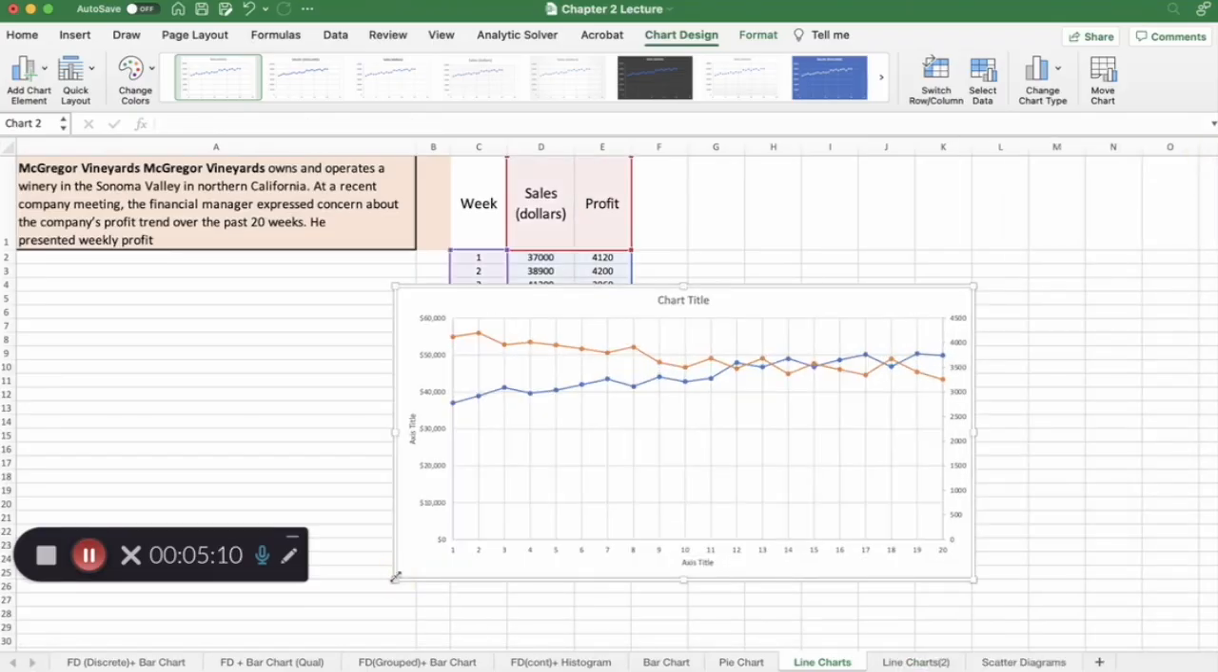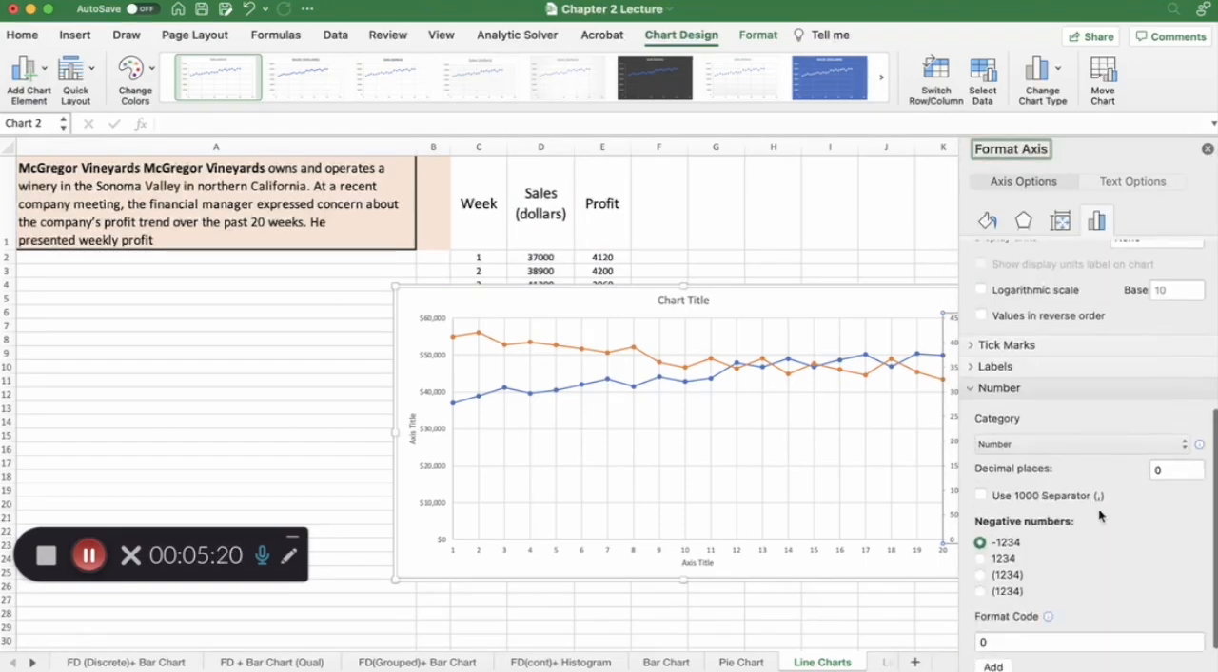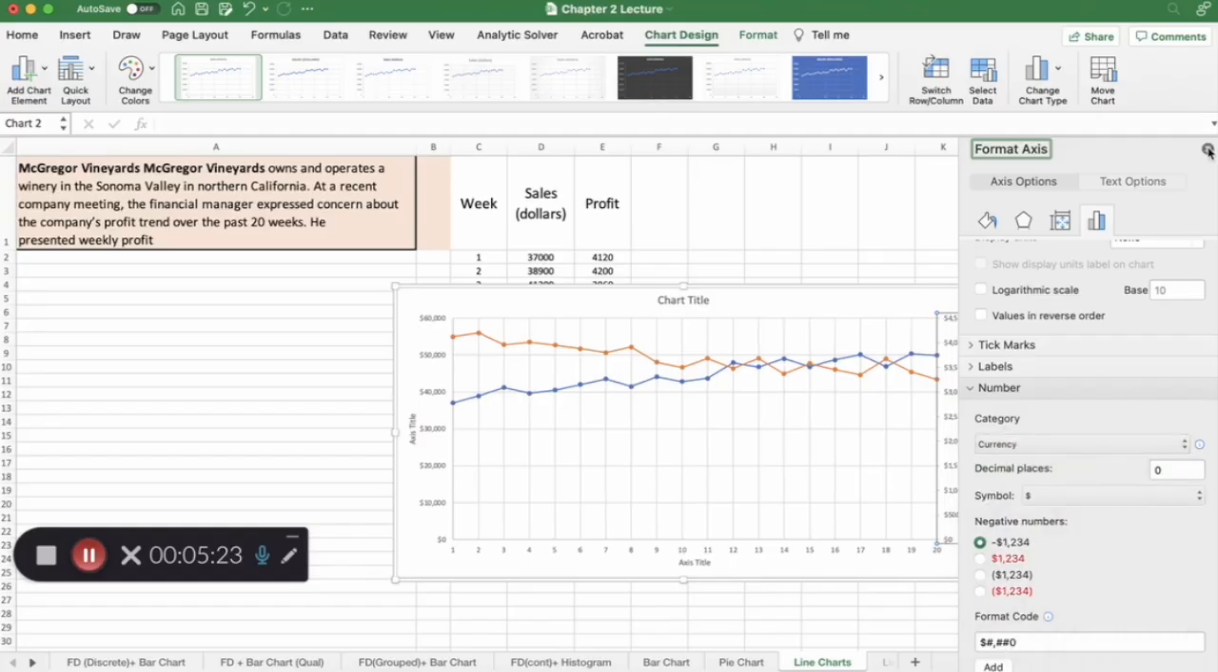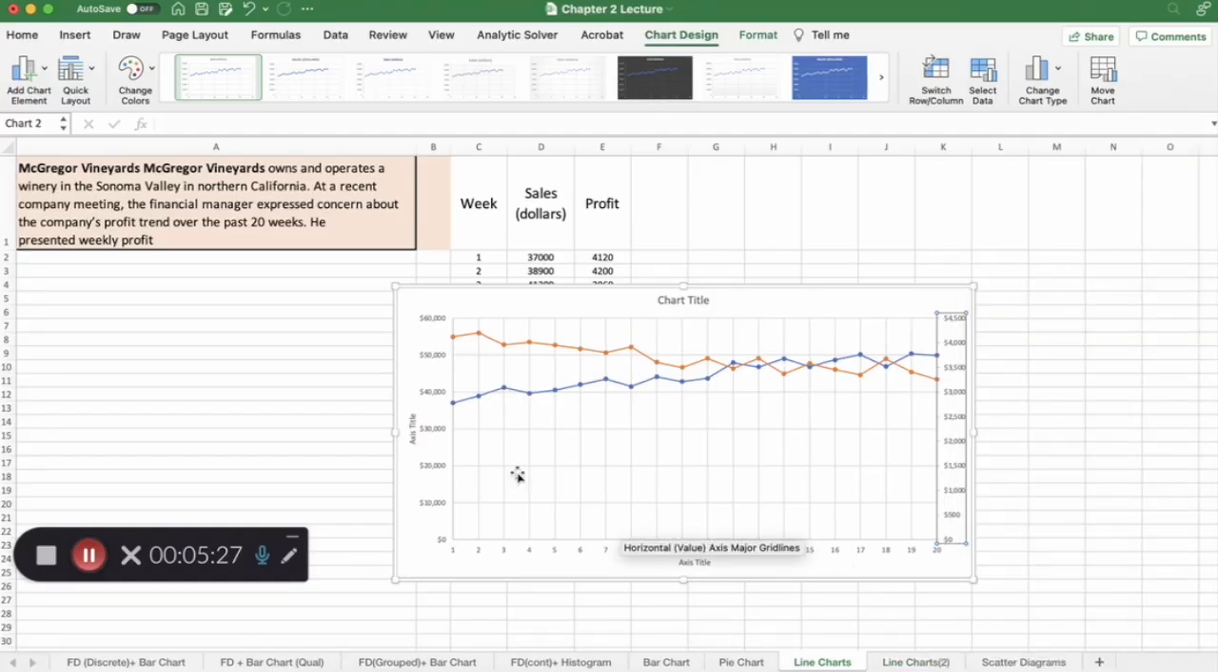So now what do we have? We have two axes: the left-hand side and the right-hand side. Right click again, format axis, scroll down, go to number, make it currency. Here we go. The left-hand side represents the y-axis for the sales, and the right-hand side represents the profit. We can see an interaction now. We can tell what's happening. We can see the increase in sales and the decrease in profit, using the right scale. For sales, we use the left scale, and for the profit, we use the right scale.